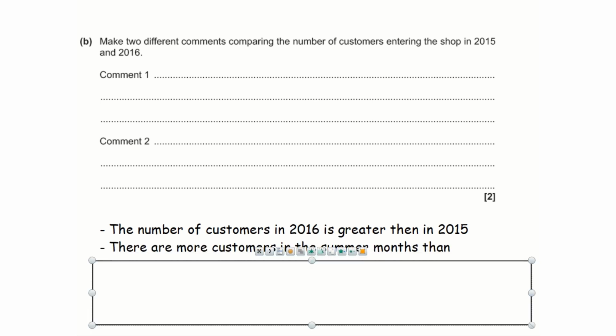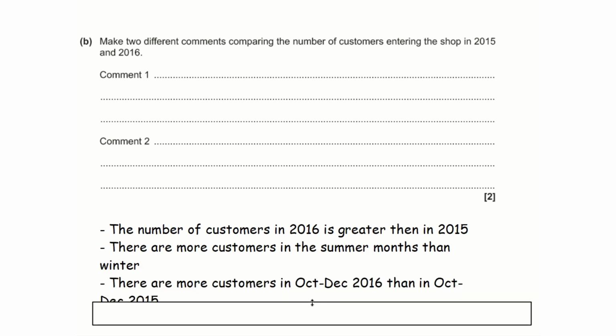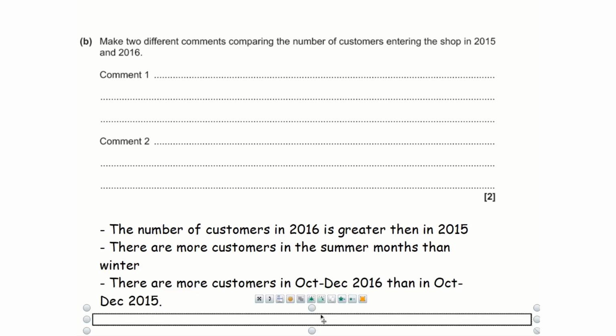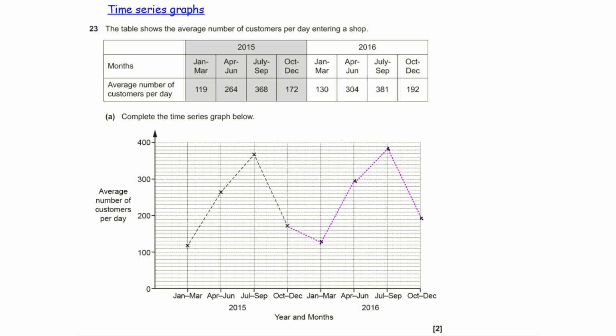There are more customers in the summer months than in the winter, and I've also put there are more customers in October to December 2016 than in October to December 2015. So if we just go back and have a look at those. So I've made a comment that actually, as you can see here, there's more customers in the summer months than in the winter months, which would be absolutely acceptable. Or I can then just make a comparison to one of these individually and make a comparison saying that there are more customers in January to March 2016 compared to 2015.